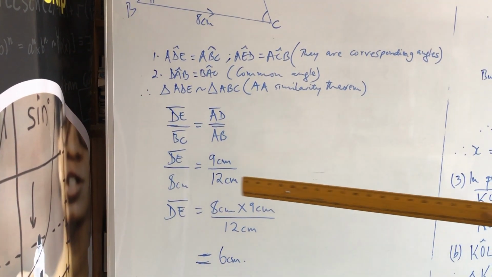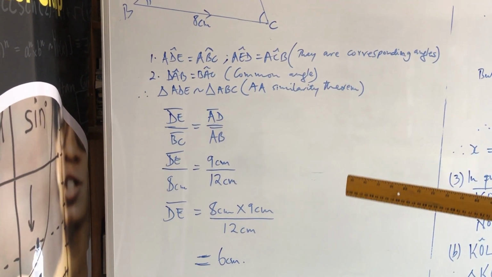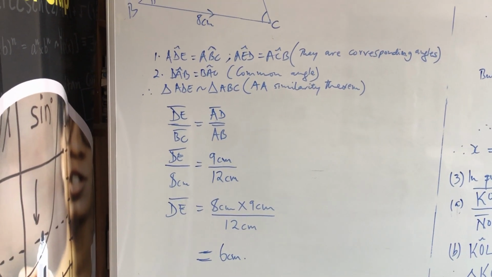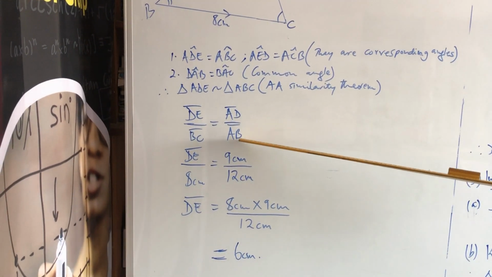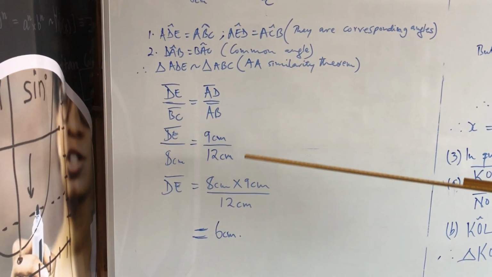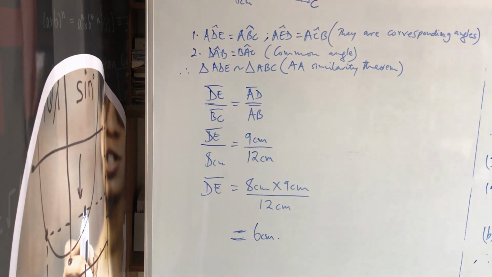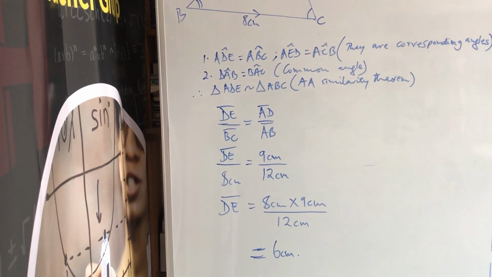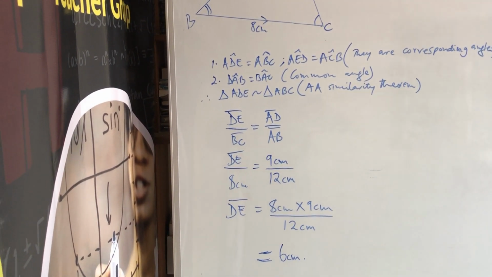Then from this simple equation here, by multiplying by 8 centimeters on both sides, we end up getting DE equals 9 centimeters times 8 centimeters divided by 12 centimeters. And on simplification, we end up getting DE is equal to 6 centimeters.